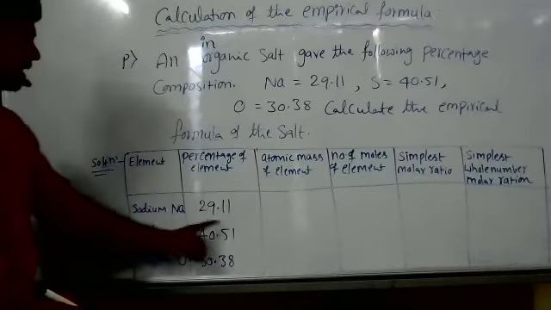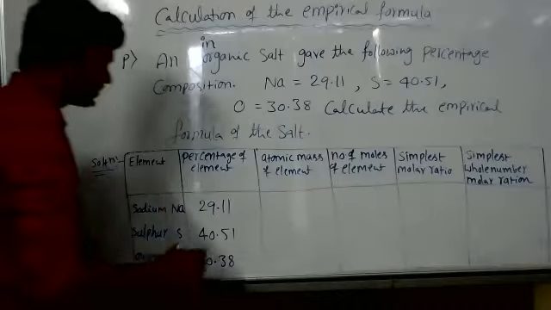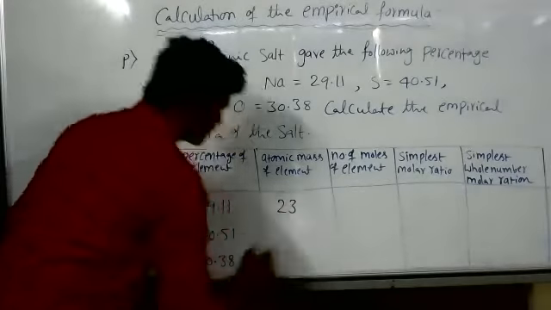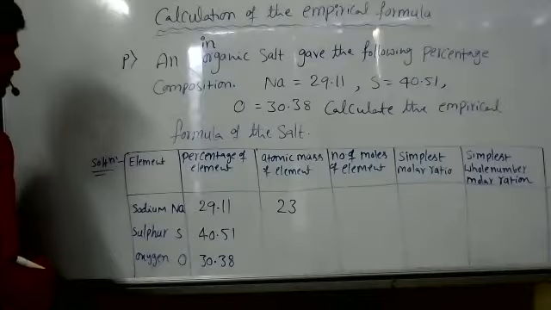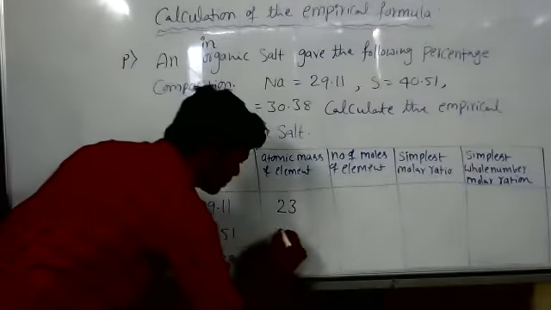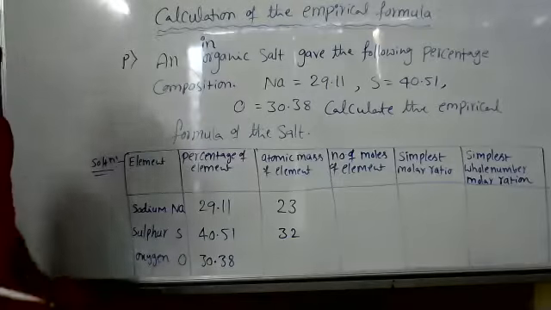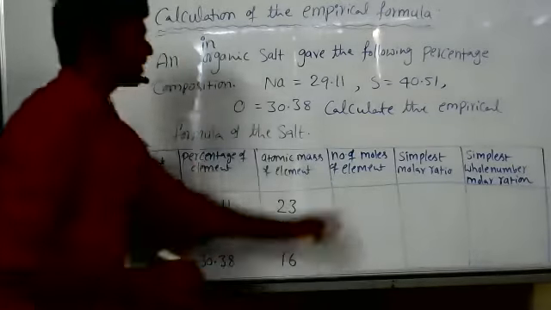Next, what is the atomic mass of sodium? 23. Right, that is why I got Na4. Sulfur? Atomic mass of sulfur is 32. Oxygen atomic mass is 16. Okay. Next, number of moles.